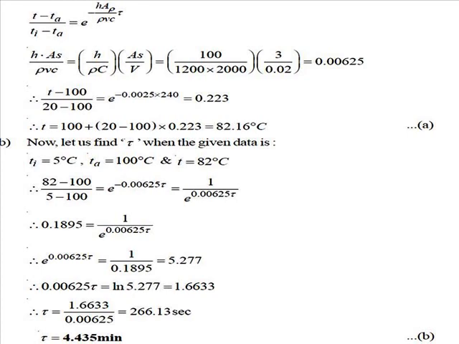So I hope, friend, you can understand how the calculation of unsteady state heat transfer helps to find out the customer's taste, that is in real life.